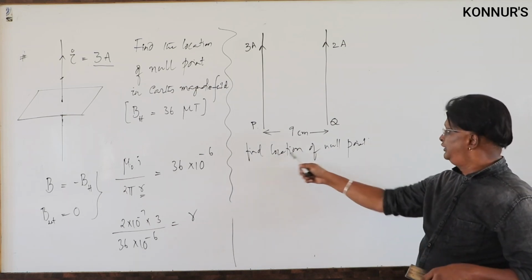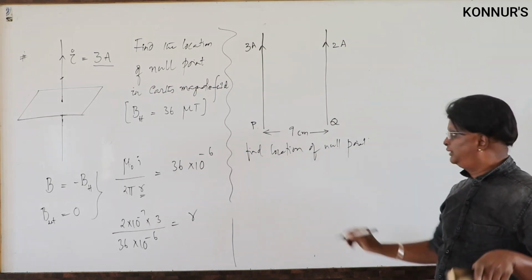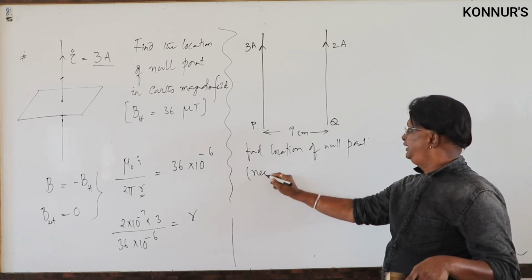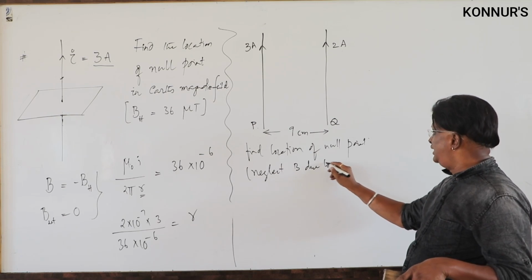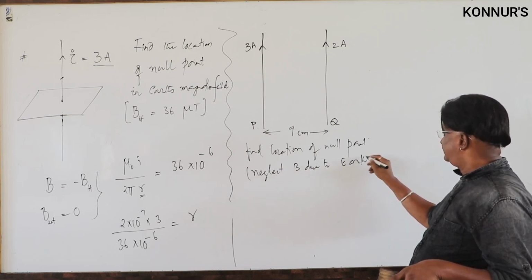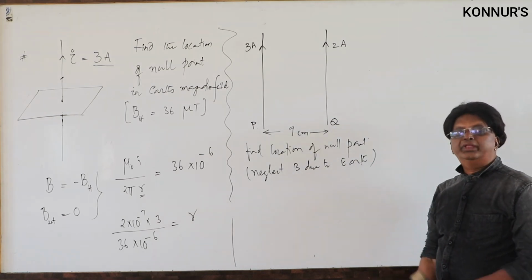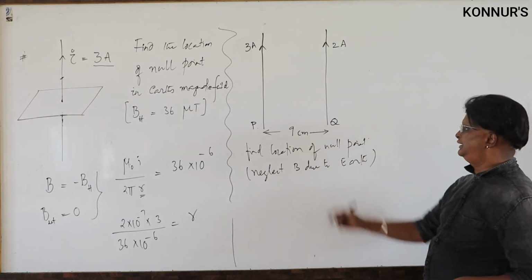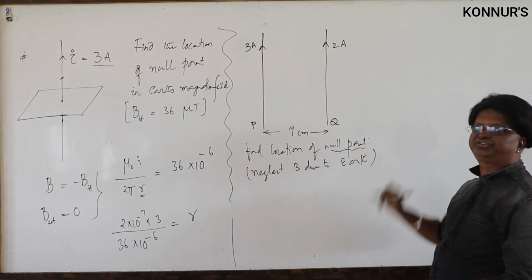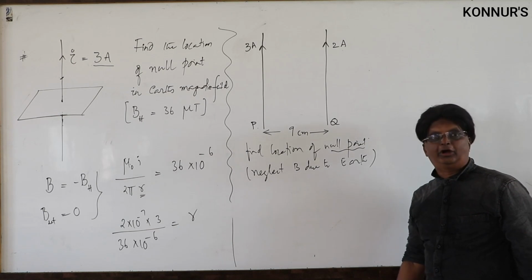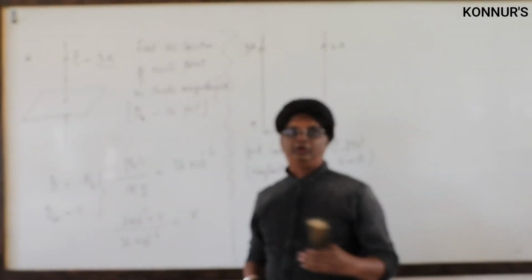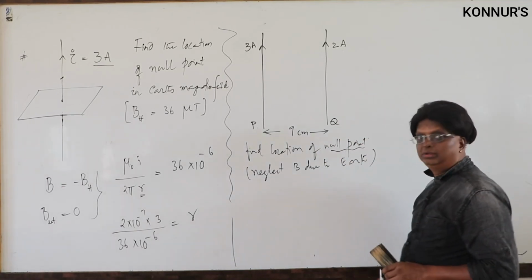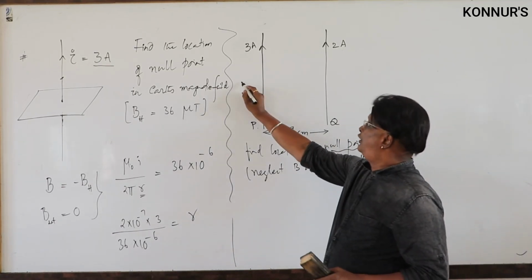This question is: find the location of the null point. In this example, he says to neglect B due to Earth's magnetic field. Yes, you neglect Earth's magnetic field and find the null point. Now let us also see whether we get a single null point or multiple null points, and what the different possibilities are.